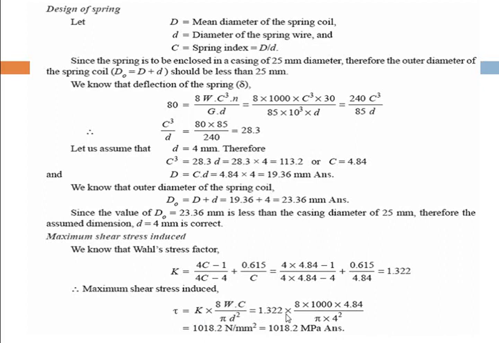We know that tau is equal to K into 8WC by pi d square, that is equal to 1.322 into 8 into W, 1000, C value 4.84, by pi into d, we have already found out 4, we assumed that, and that was correct, 4 square. We got the maximum shear stress value of 1018.2 Newton per mm square, or 1018.2 megapascal. This is how we will find out these values.